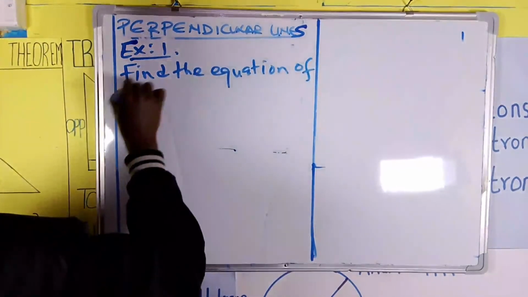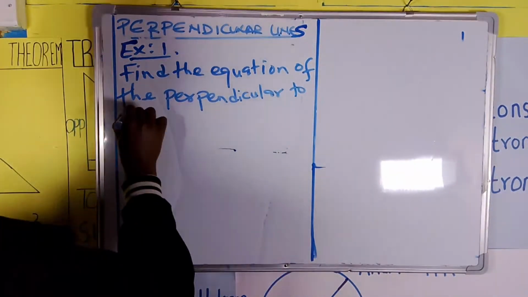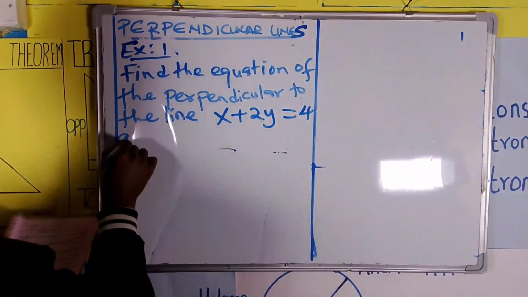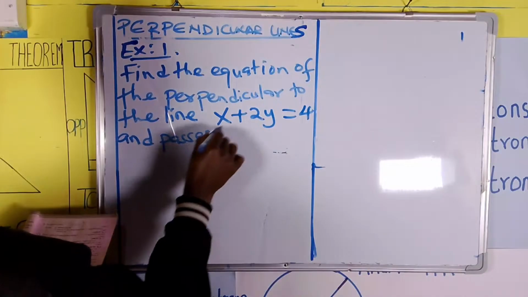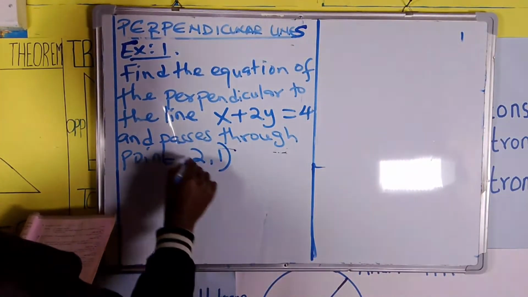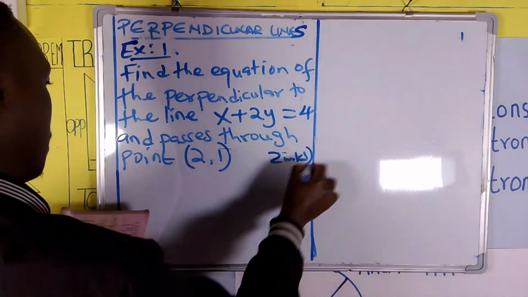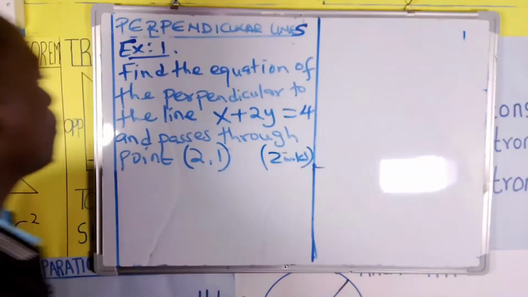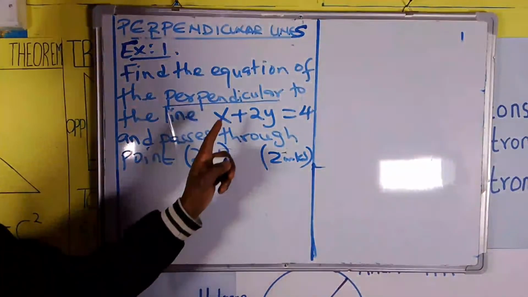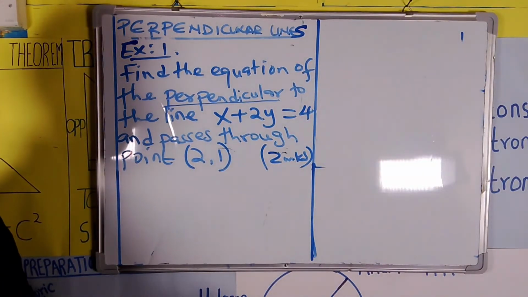Find the equation of the perpendicular to the line x plus 2y is equal to 4 and passes through point 2,1. 2 marks.